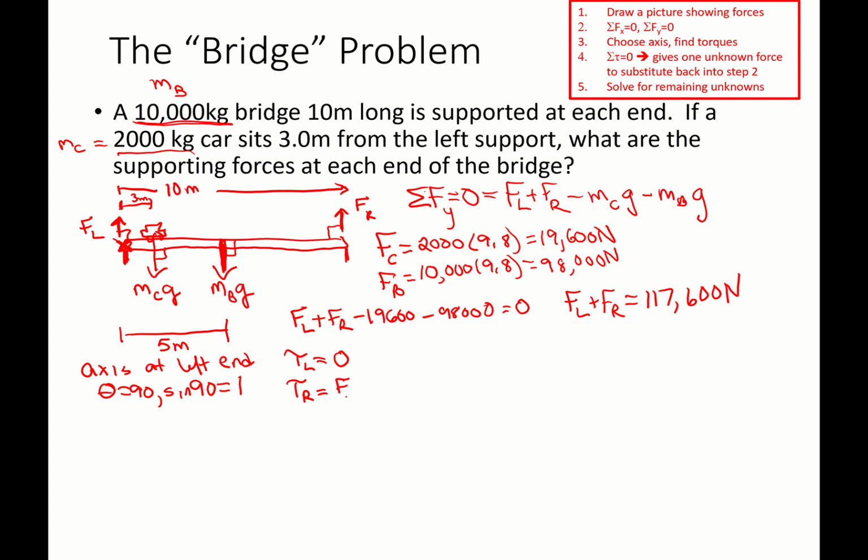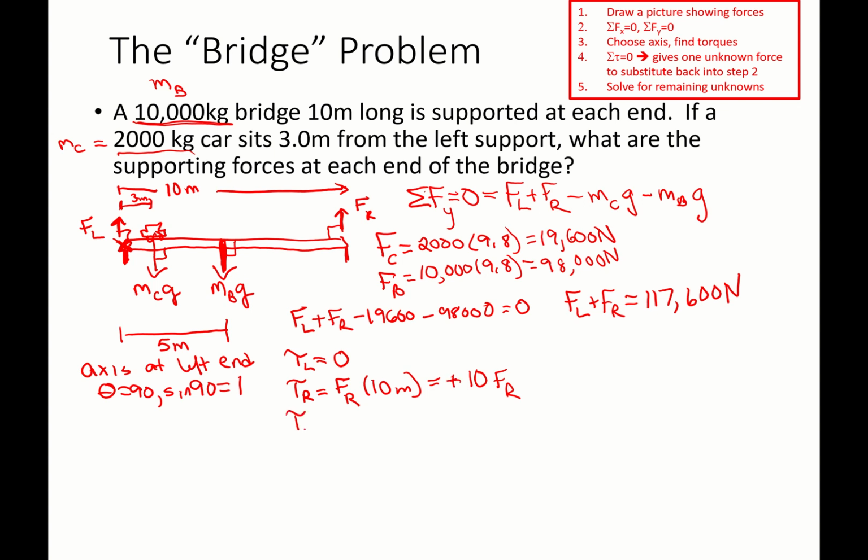So it's going to be the force of R. And how far is that FR from where I put the axis? Well, the axis is at the left end. So it's going to be 10 meters. Okay, so that torque is going to be 10 times Fr. Is that torque going to be positive or negative? Well, I take my pencil, hold my pencil at the left end, and if I pull up on the right end, which direction does it rotate? Well, it makes my pen rotate counterclockwise, so that's going to be a positive torque.